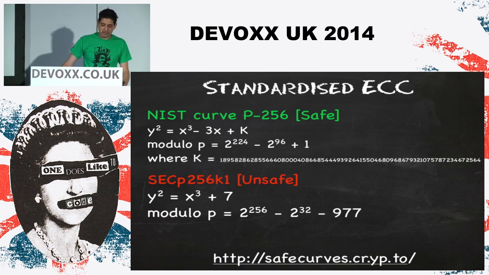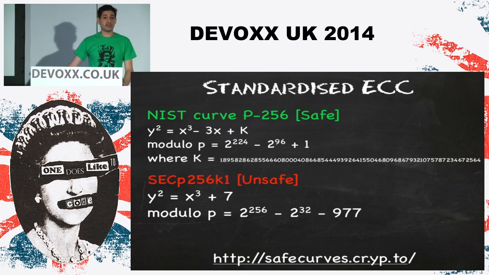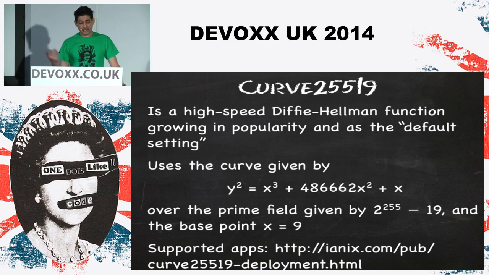There's one from the Standards for Efficient Cryptography group, which is unsafe to use. If you want to find out which curves are safe and which aren't, this link at the bottom, safecurves.crypto, will tell you all the information about all the standardized curves at the moment, including this one, which is the most popular one. It's really fast, it's really secure. Of all the ECC curves out there, it's one of the most secure curves for a variety of reasons.